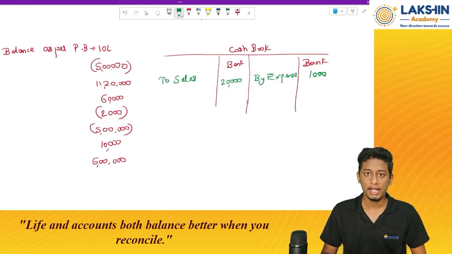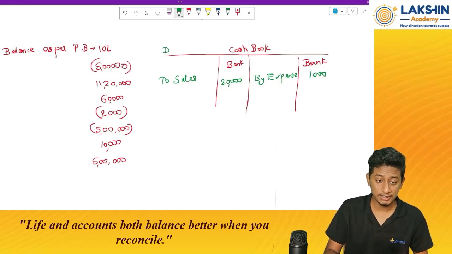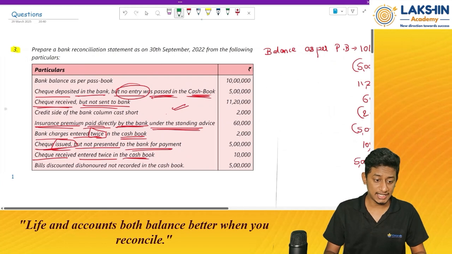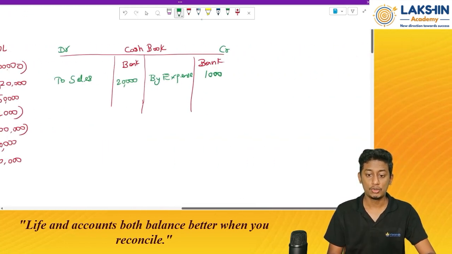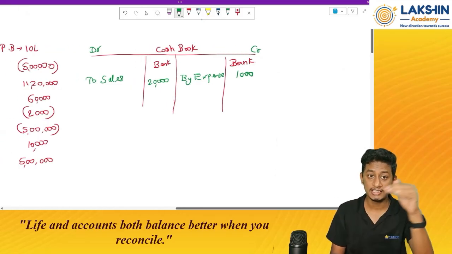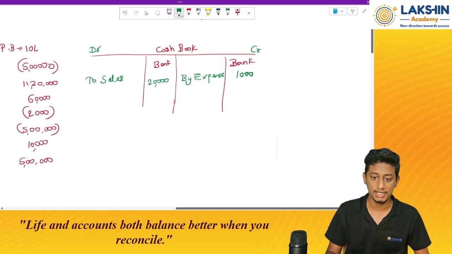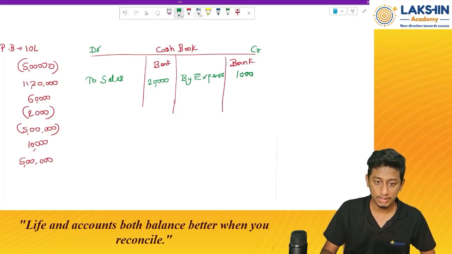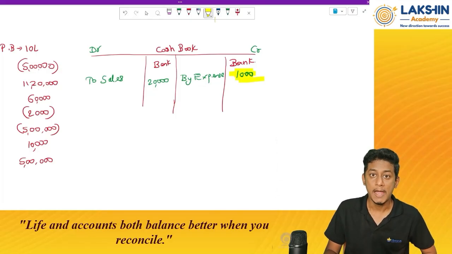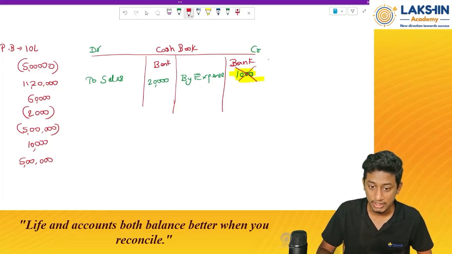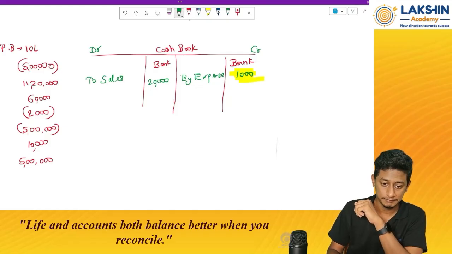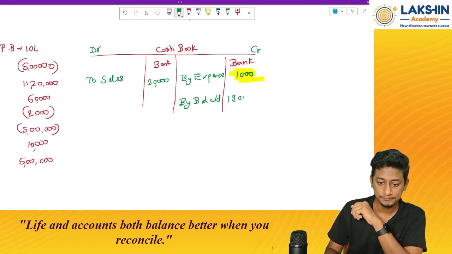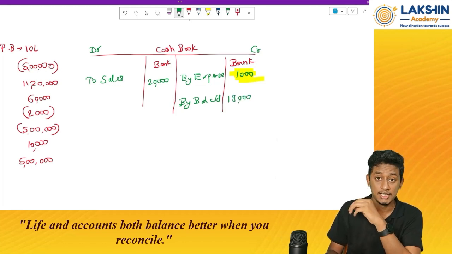Done? Yes. Now, what has happened? My credit side has been cast short. So undercasting has happened. That means whatever amount should have been entered, it is entered less than the actuals, right? So I was supposed to enter 1,000 rupees over here, but by mistake, what did I do? Before that, tell me the closing balance. By balance carried down, 19,000 rupees is the closing balance, right?